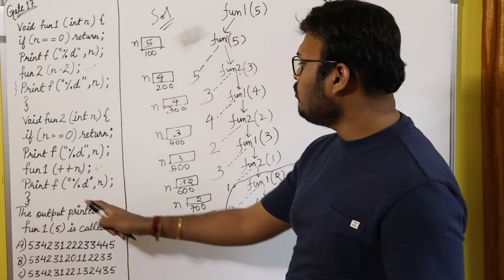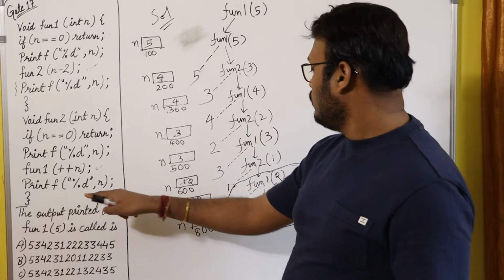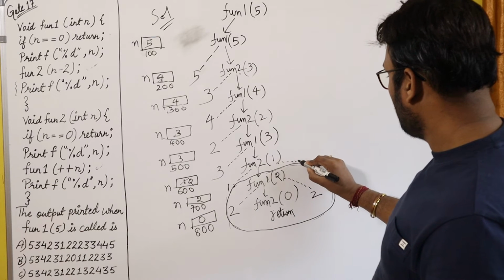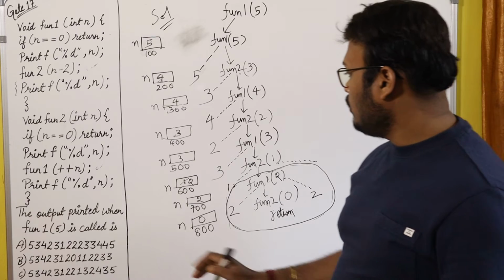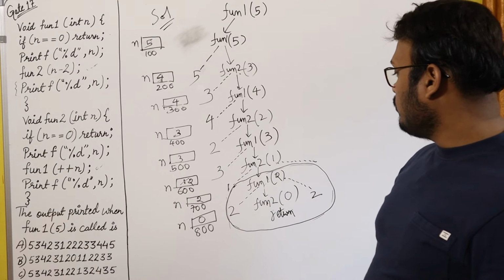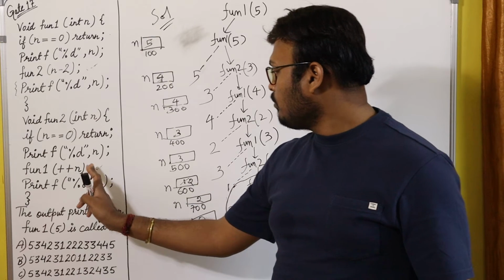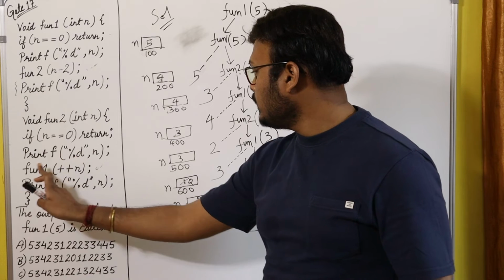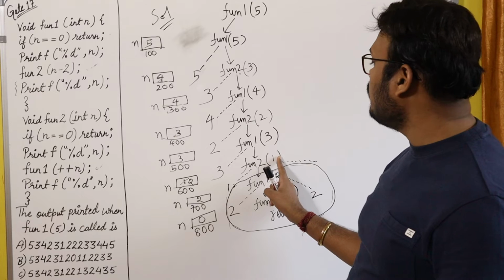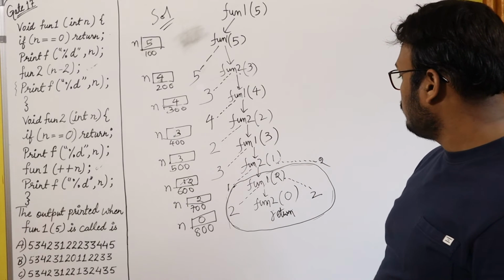So what is left here? The last printf statement is left here. So for function 2, this printf will be executed like this, and printf n. What is the value of n for function 2? The value of n for function 2 is 2, not 1, because after executing this line ++n, the value of n got incremented by 1, so it became 2. So here I will write 2. Fine.